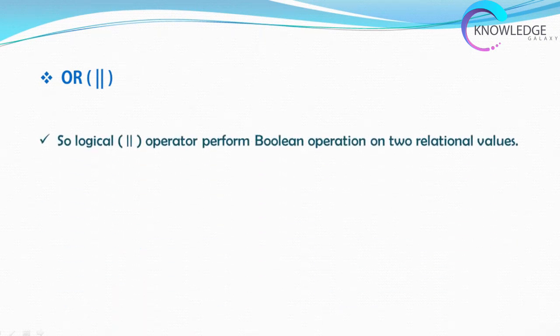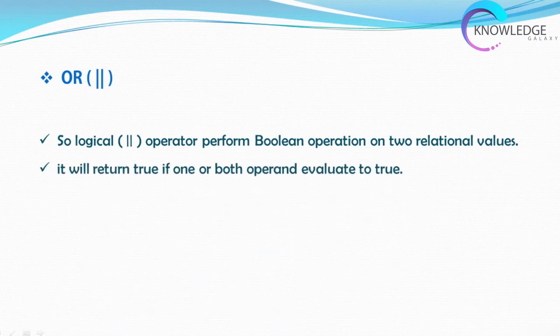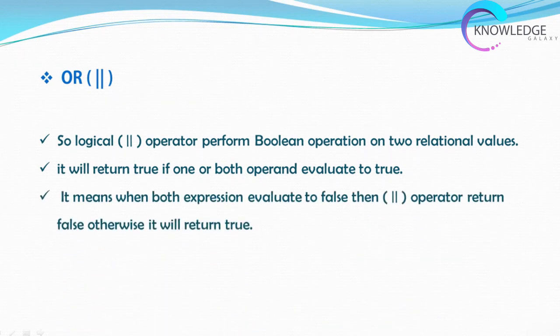Now the next operator is OR. The logical OR operator performs boolean operations on two relational values. It will return true if one or both operands evaluate to true. It means when both expressions evaluate to false, then the logical OR operator returns false. Otherwise, it will return true.